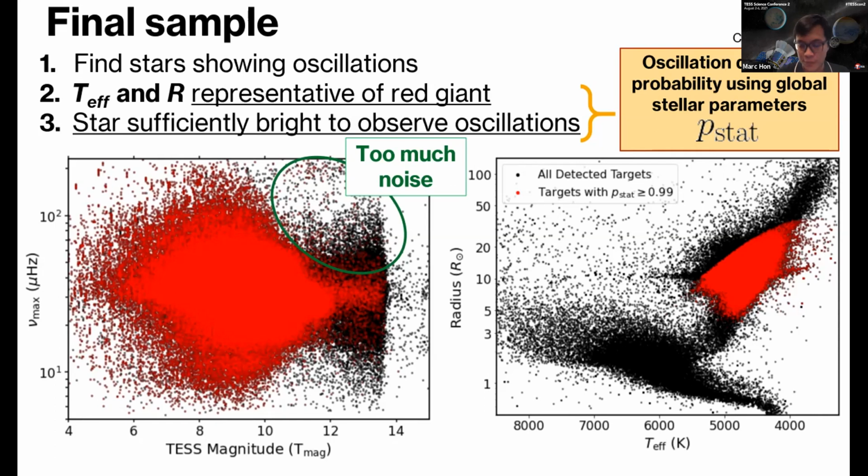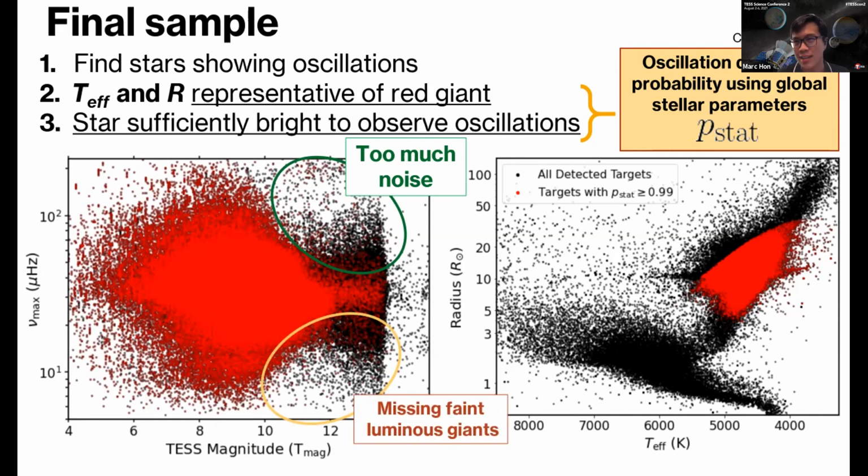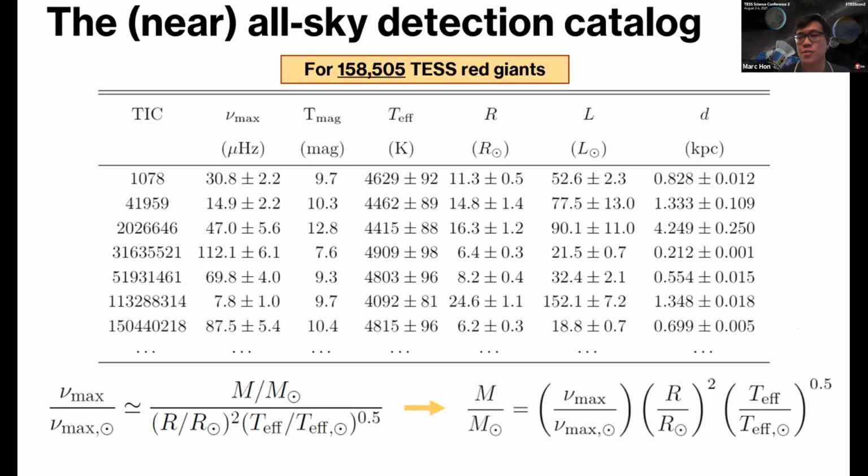What's unexpected, however, is that we lose these faint and luminous giants. And we believe this to be a current limitation of our machine learning algorithm that we are trying to overcome. But nonetheless, just by looking at all the stars in red, we have a total of 158,000 targets for which we are confident show giant oscillations and are actually giants. We consider this to be a conservative first estimate of the total number of oscillating giants that we could find across the entirety of TESS. But nonetheless, it is the largest sample of oscillating giants that we have to date.